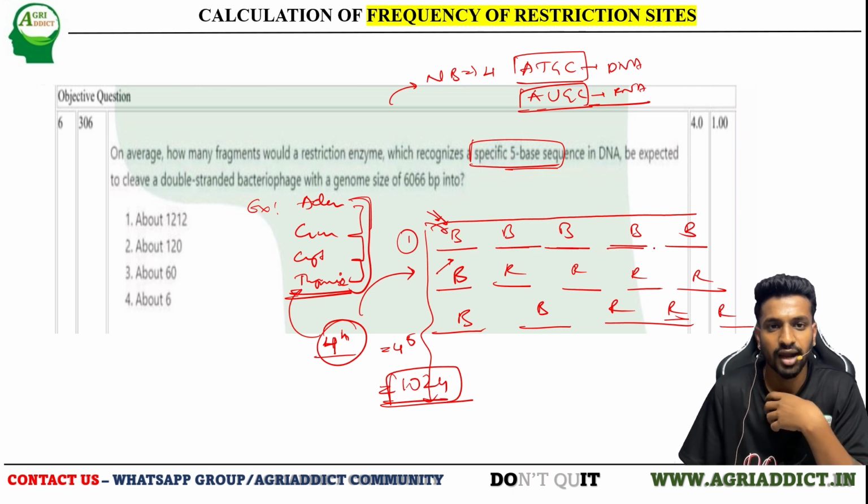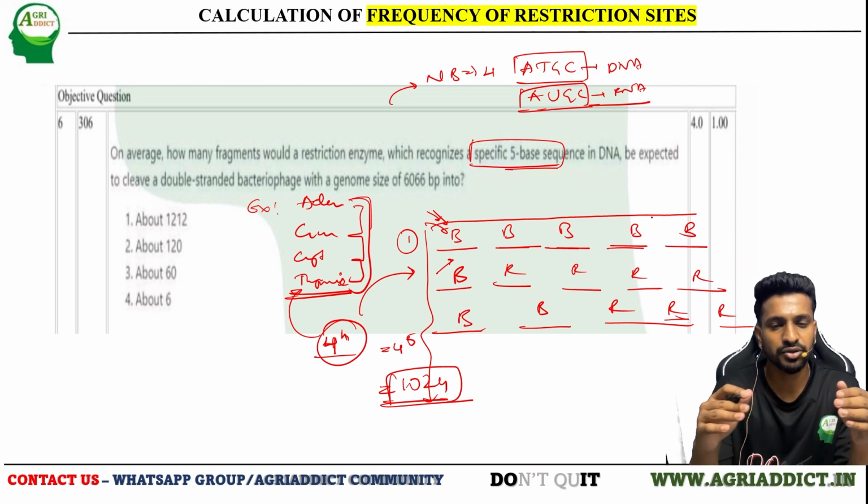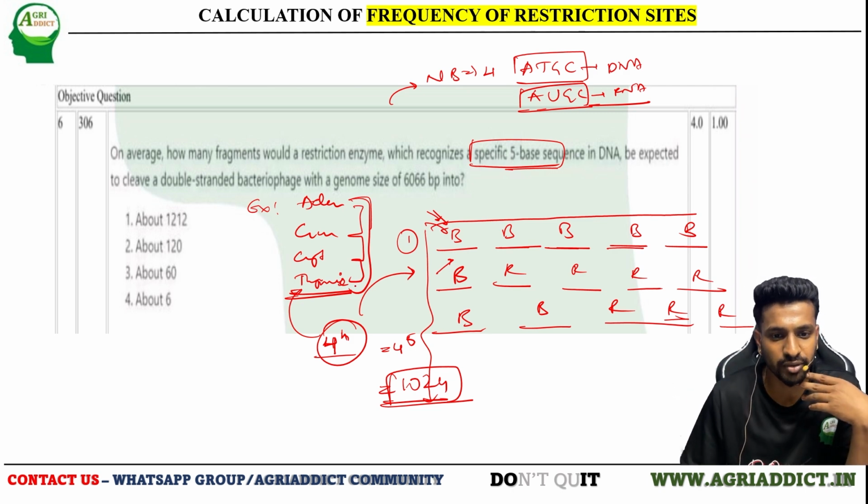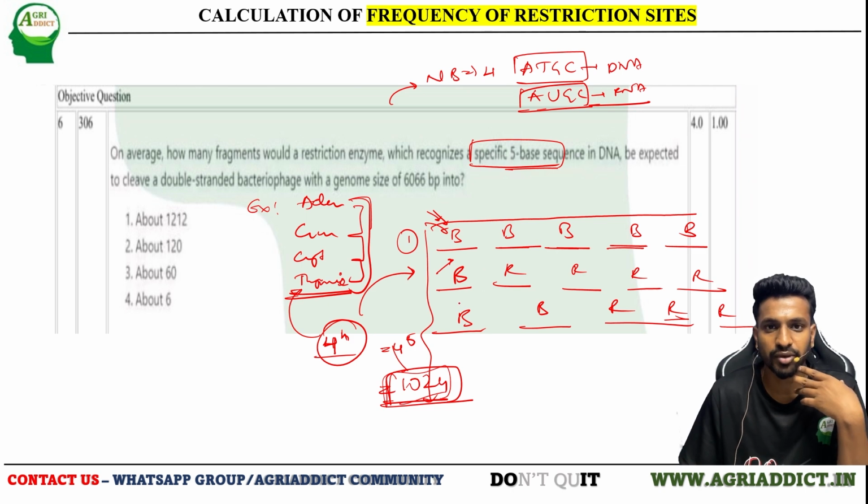side by side, and it should be unique. That means the specific sequence should not be repeated again. Then how many unique combinations can I make? Again, it is 1024. So this is the unique combination we make.